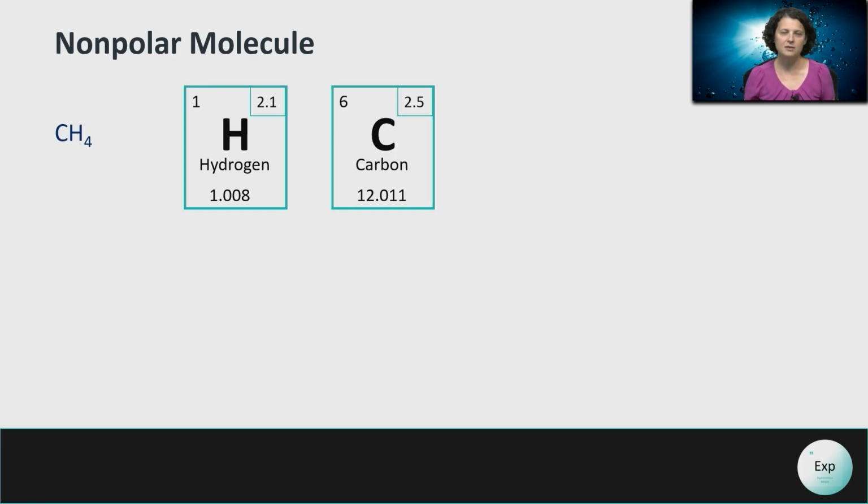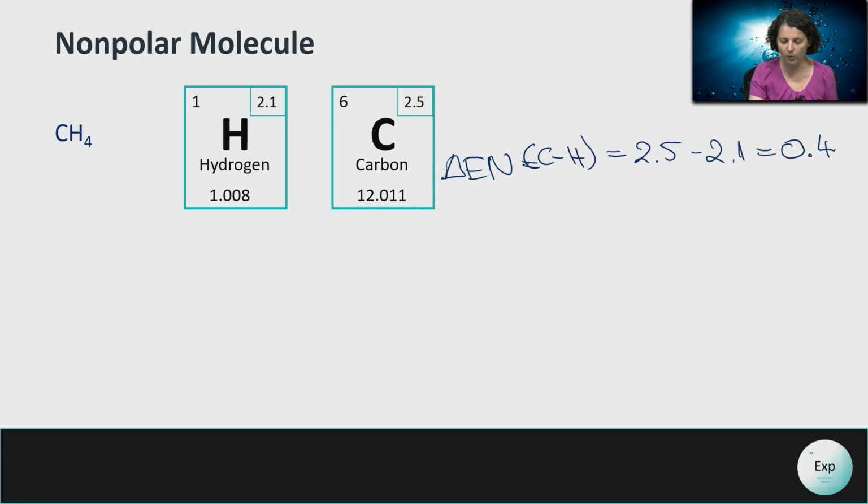everything that is associated with polarity. The first thing is not having a polar bond. And we already know from our previous calculations that the electronegativity difference between carbon and hydrogen is 2.5 minus 2.1, giving us 0.4, making this a nonpolar bond. If the only type of bond inside the molecule is nonpolar, then the molecule itself is nonpolar.